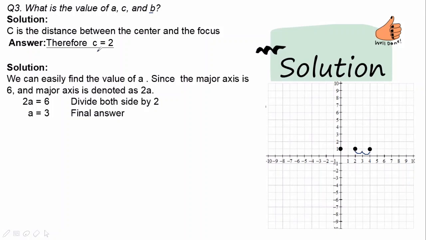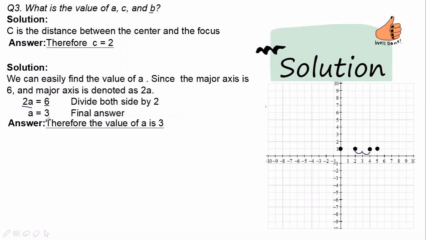Next, let's proceed to A. So we have the given major axis, which is 6. And we all know that the formula for the major axis is 2a. So we will just substitute the given major axis, 6, into 2a, so we will find the value of a. So divide both sides by 2. So 2a divided by 2 is a, and 6 divided by 2 is 3. So therefore, the value of our a is 3.